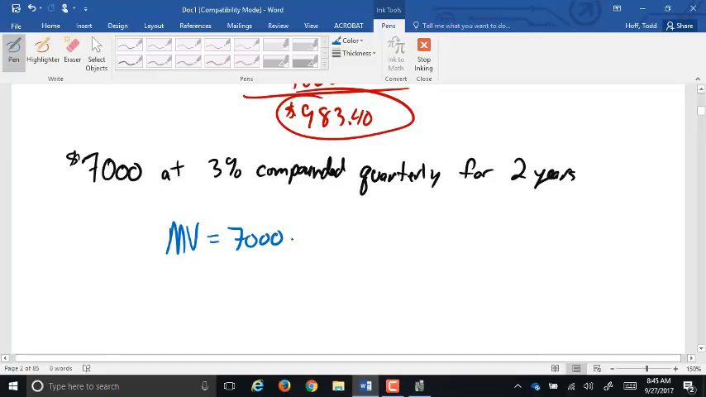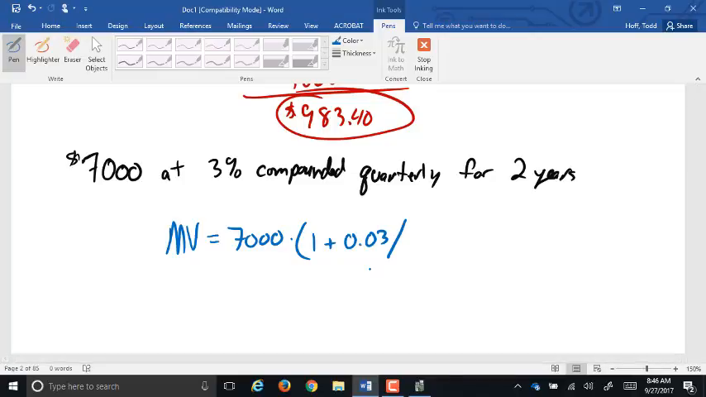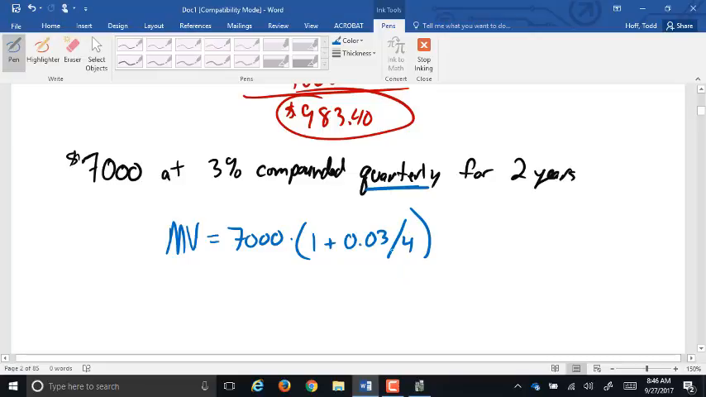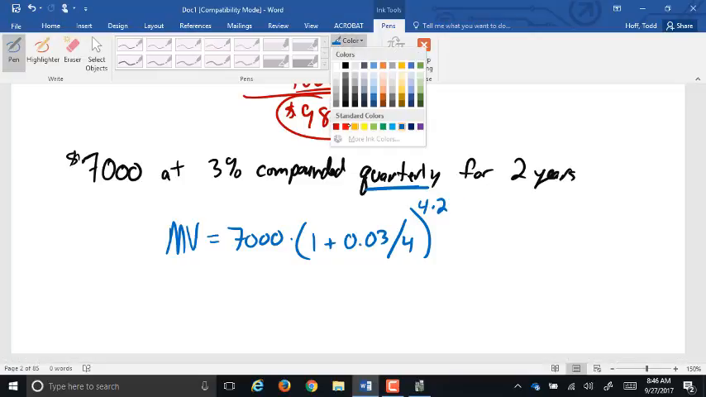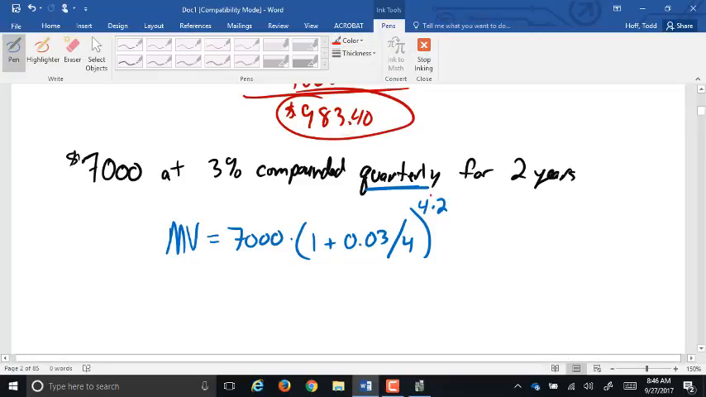7,000 times, parentheses, 1 plus 0.03 is my rate, divided by how many periods in a year? 4. Very good. Because it's quarterly now instead of monthly. Close my parentheses to the power of 4 times 2. Perfect. So I'm going to start by doing the 4 times 2 is 8. So that's going to be a power of 8.